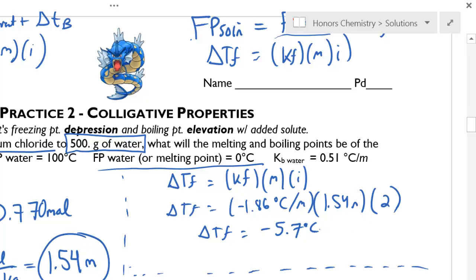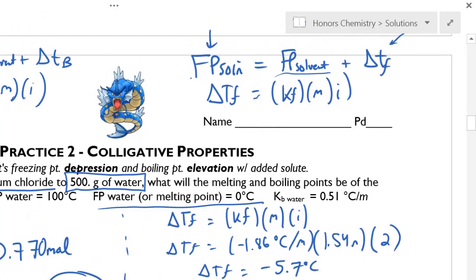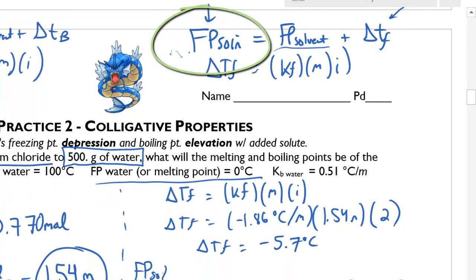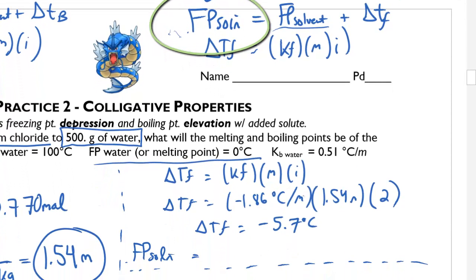Now that I found that change in temperature, I can find the overall change in the freezing point of the solution. My new freezing point, after I've thrown that stuff in, is equal to the old freezing point of the solvent, which was just 0 degrees Celsius given in the problem, plus the change in temperature.